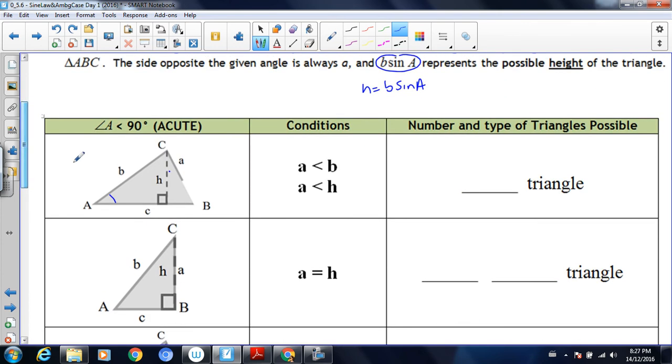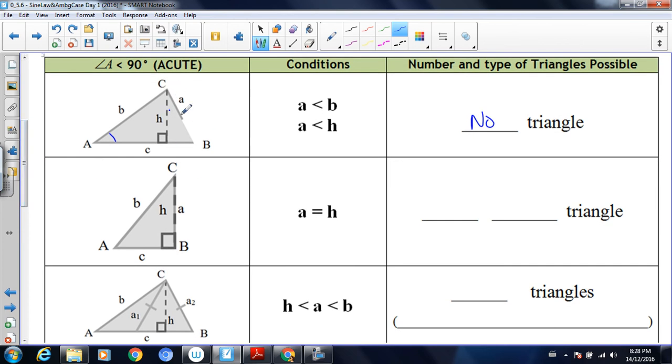Now here are the conditions. When your angle A is less than 90 degrees, there are conditions. Well, first, if side a is less than side b and side a is less than side h, you have no triangles. So if side a is less than side b and less than your height, you will have no triangle. In order to determine this, you must calculate the measurement of sides a, b, and h. If it follows this condition, there are no triangles.